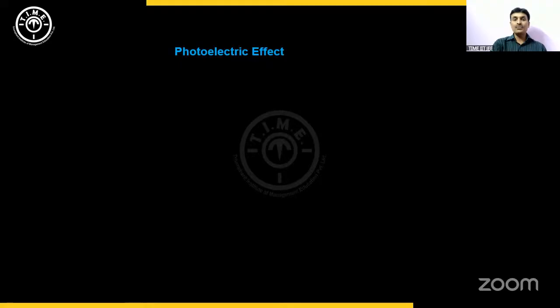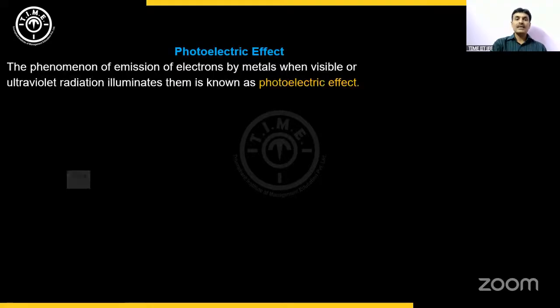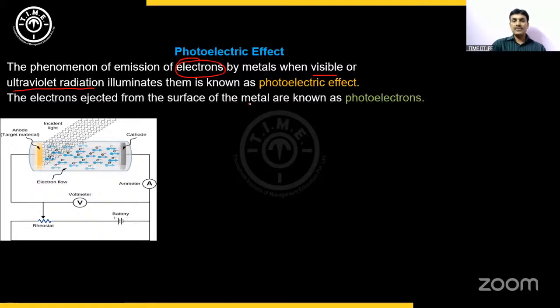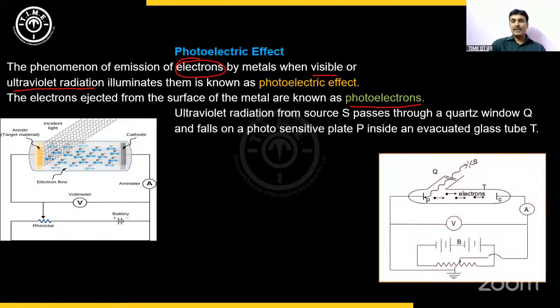Now coming to the photoelectric effect, it is the phenomenon of emission of electrons when radiation illuminates a surface. This phenomenon is known as the photoelectric effect. The ejected electrons in the photoelectric effect are called photoelectrons. The electrons ejected from the surface of a metal are known as photoelectrons. Now, what is its experimental setup?